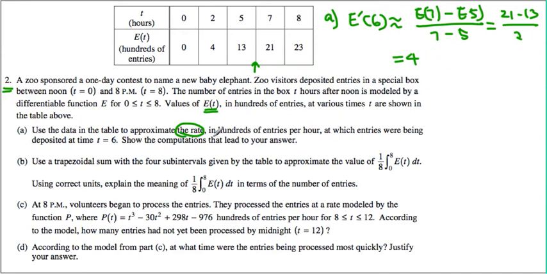So the question is to approximate the rate at which the entries were being deposited, which is simply 4. And since they told us the unit, which is hundreds of entries per hour, 4 will be our answer. Okay, let's look at part B.